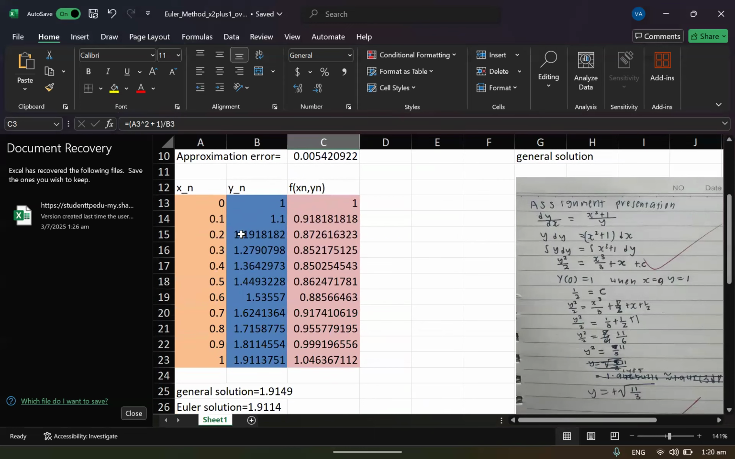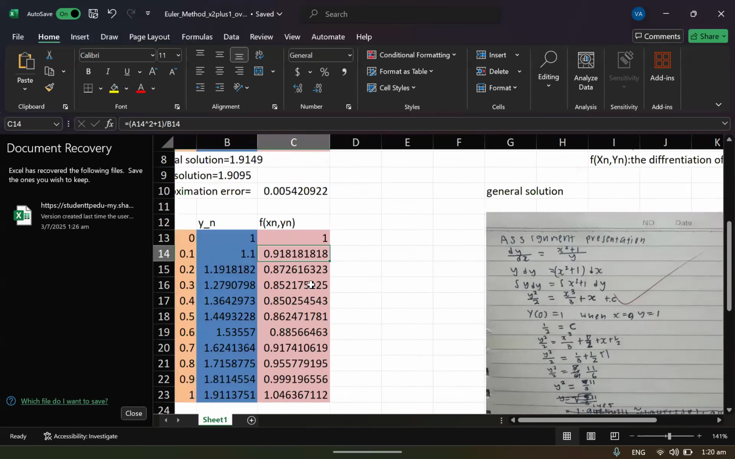The next one, I've used step size 0.1 to compare both. So here is just the previous x value plus 0.1. The same goes for y. It's just the previous y value plus 0.1 times the differentiation. The differentiation stays the same. It's just x squared plus 1 divided by y.